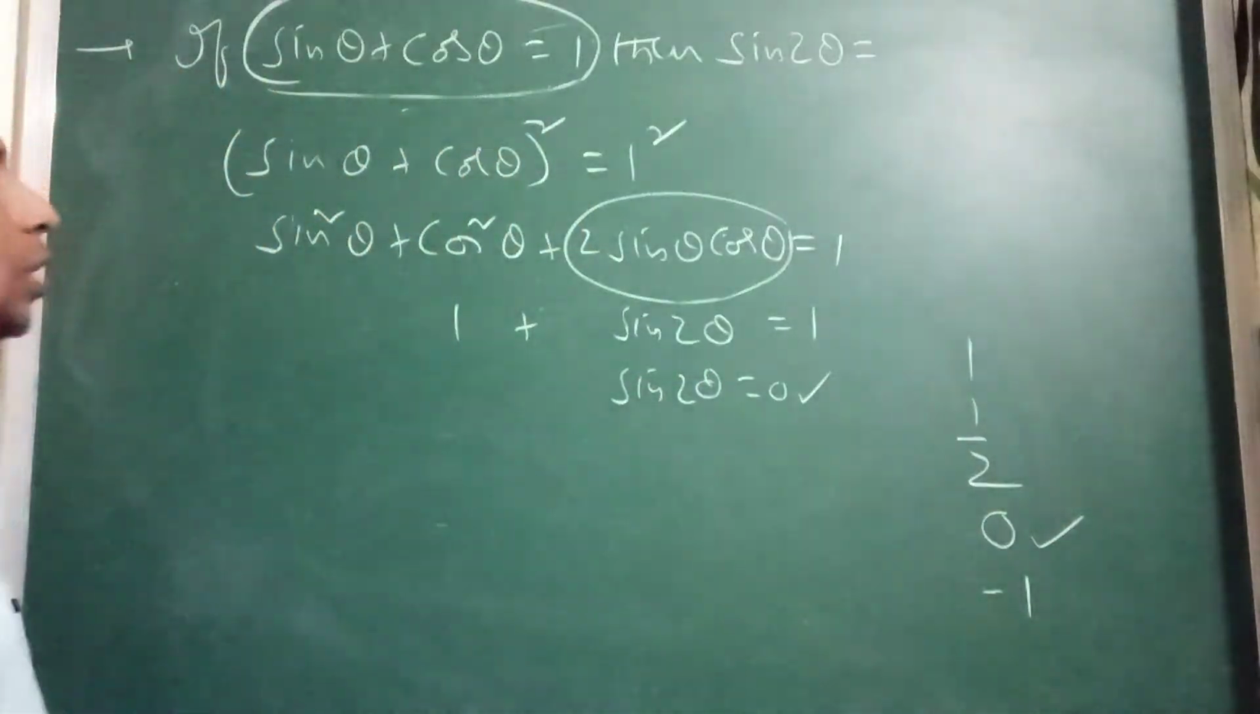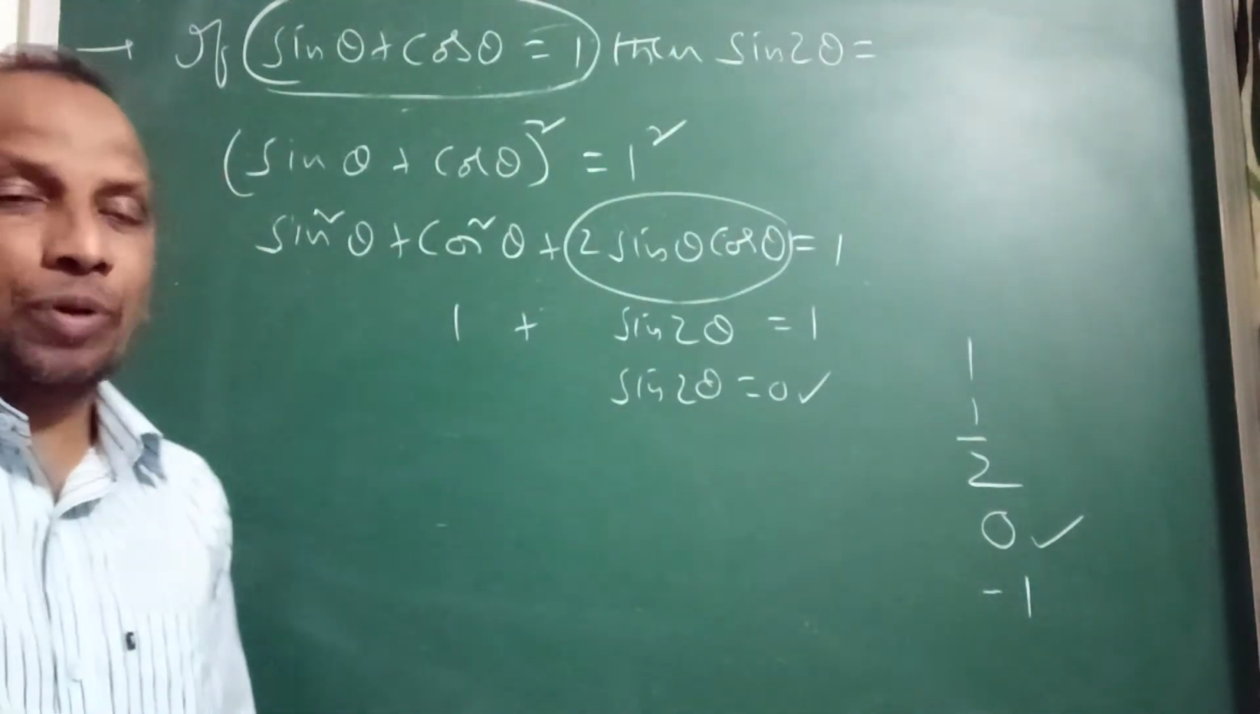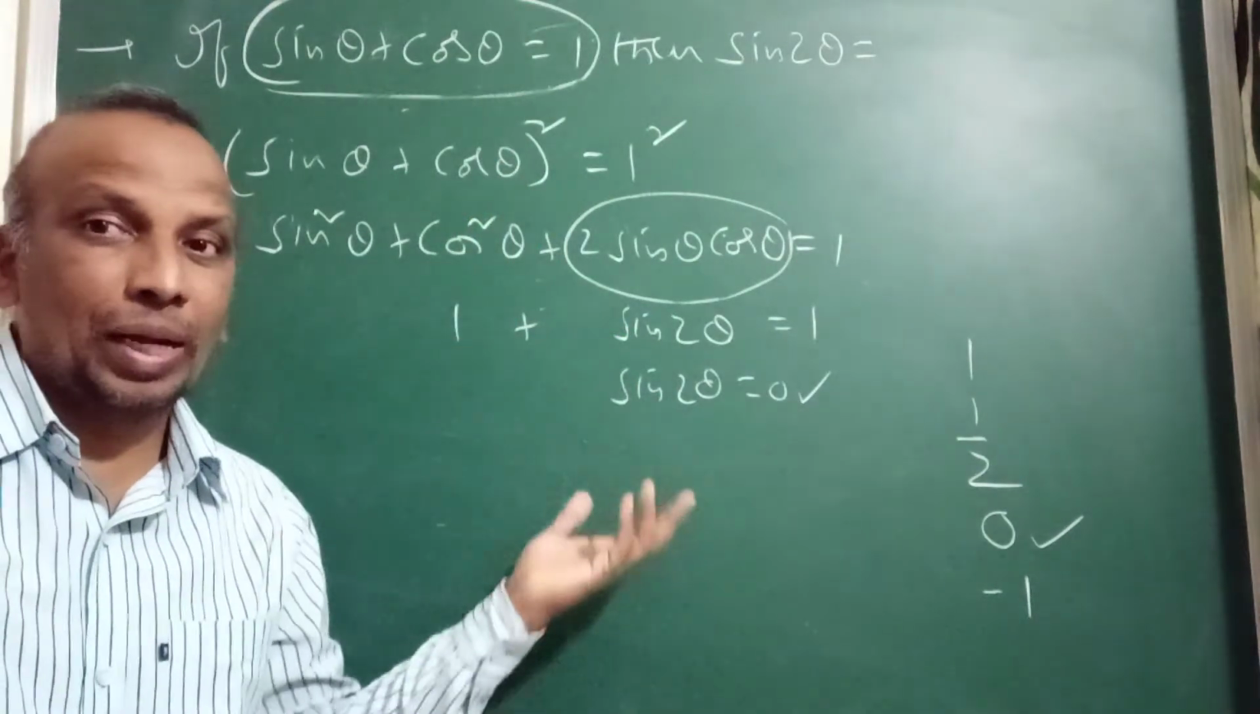Sin 2 theta equal to 0. Correct. Even you can verify. Suppose for example, you can do it another way also.